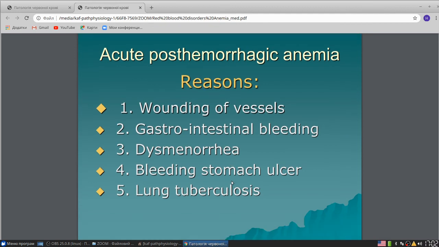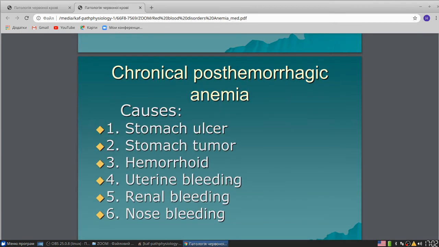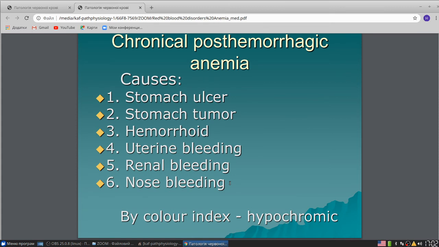Reasons of acute post-hemorrhagic anemia: it can be wounding of blood vessels, gastrointestinal bleeding, dysmenorrhea in women, bleeding from a stomach ulcer, and lung tuberculosis. In chronic post-hemorrhagic anemia, it can be stomach ulcer, stomach neoplasia, hemorrhoidal bleeding, uterine bleeding, renal bleeding, nasal bleeding.